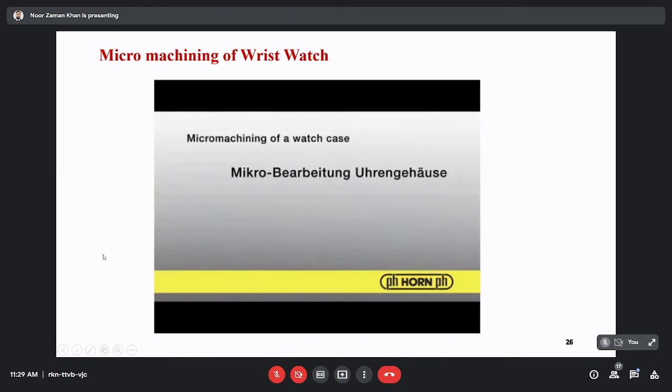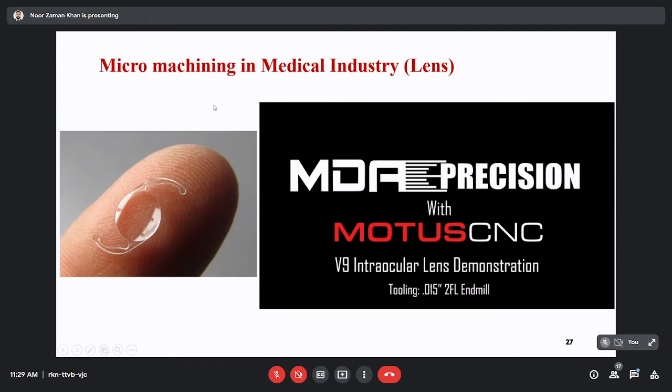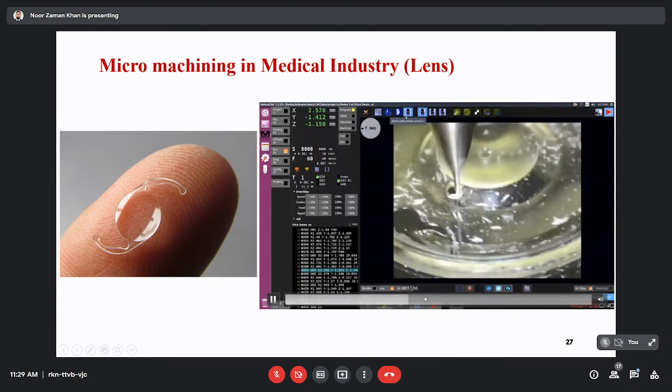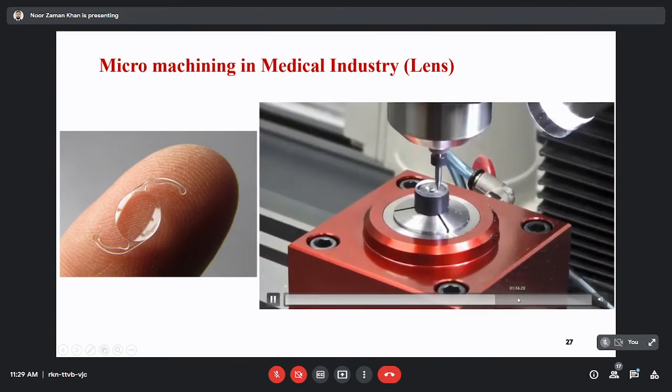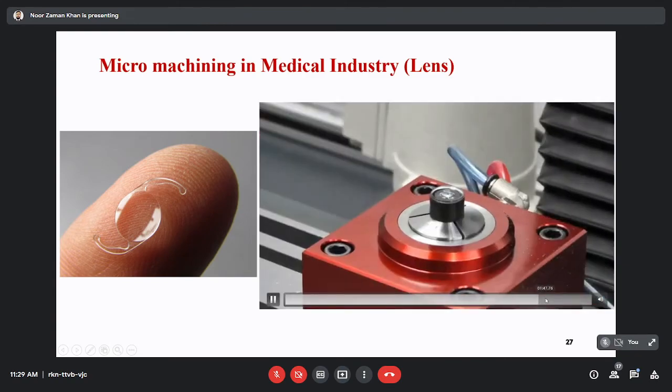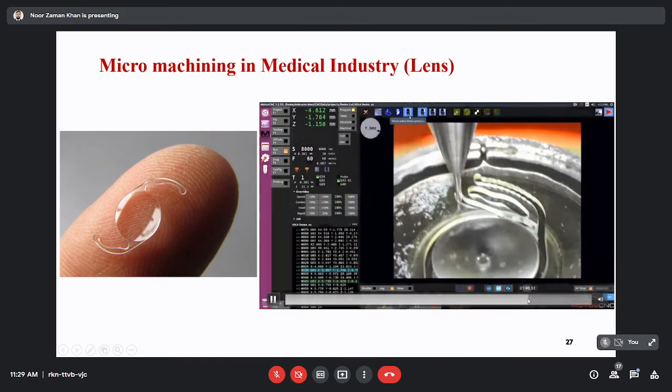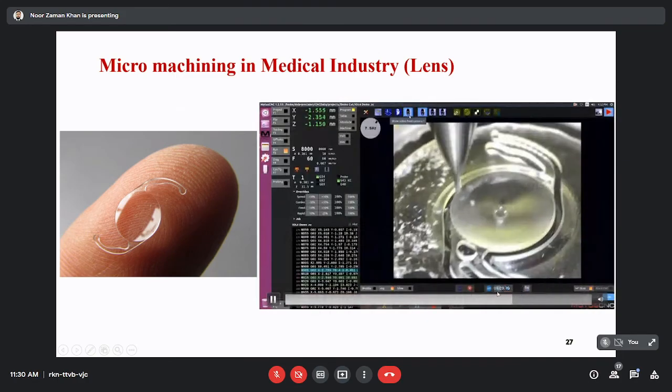And at last, this is the micro machining in medical industry. So you can see the size of this lens. It is very clear. This is an intraocular lens. It is a tiny artificial lens for the eye, and it replaces the eye's natural lens that is removed during cataract surgery. See how the machining is done here. The machining of this lens is being performed on acrylic. See the small features.